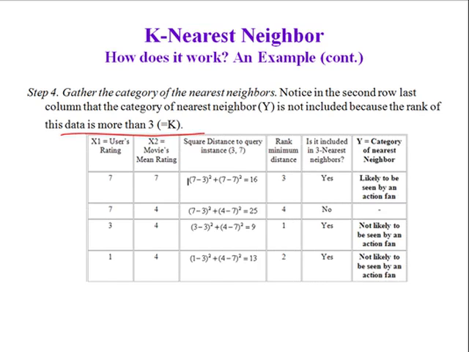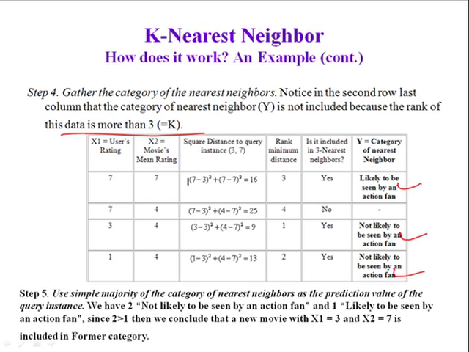So what will be the category? The categories are likely to be seen by an action fan, not likely to be seen by an action fan, and not likely to be seen by an action fan: the 3 nearest neighbors. Step 5. Use the simple majority of the categories of the nearest neighbors as the prediction value of the query instance. We have 2 not likely to be seen by an action fan and 1 likely to be seen by an action fan. Since 2 is greater, we conclude that the new movie with x1 equal to 3 is included in the former category. So this is the simple example of categorization by using k nearest neighbor.